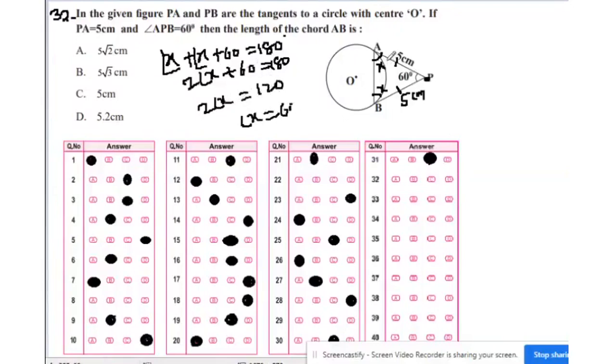So this angle will be 60 and also this. If all angles are equal, then it is an equilateral triangle. We all know that in an equilateral triangle all sides are equal. If it is 5 centimeters, obviously the length of the chord will also be 5 centimeters. So the correct option for this question is C.